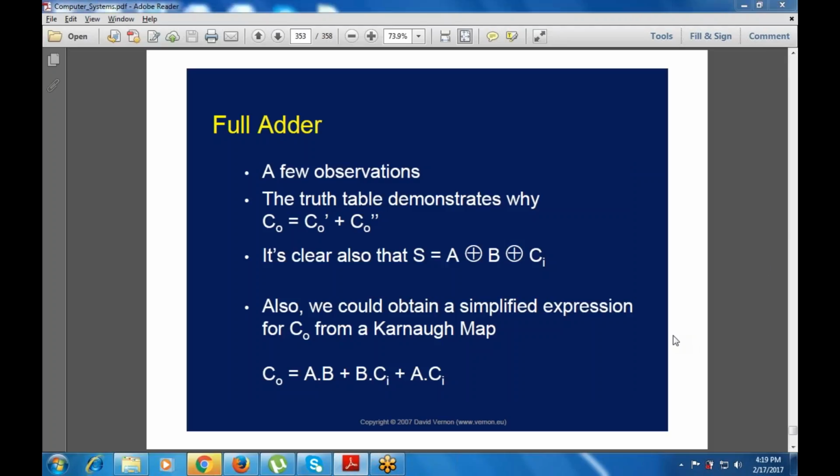A few observations are considered here. Over the first header we can see that the truth table demonstrates why C0 equals C0 dash plus C0 double dash. It is also clear that S equals A XOR B XOR C. And we would also obtain a simplified expression for C0 using a K map, or the Karnaugh map.